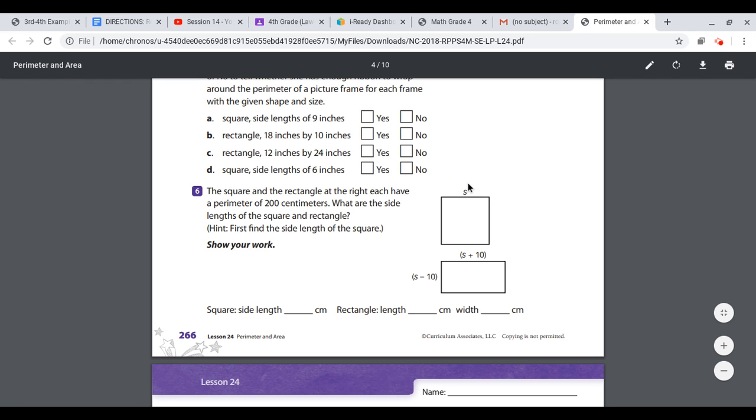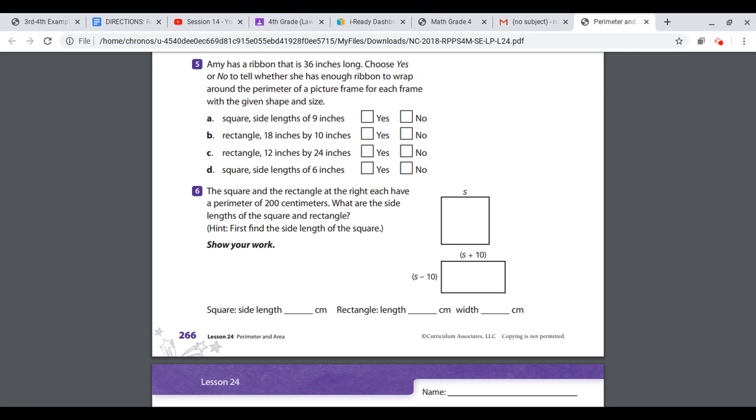Alright, so this is session 17. The next sessions we have are 18 and 19, and that is your Go Math pages. So we will do those in the next session.